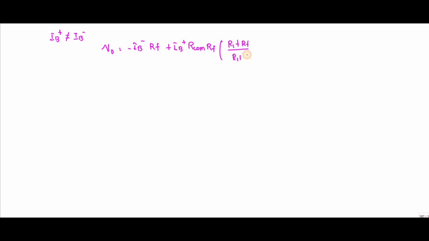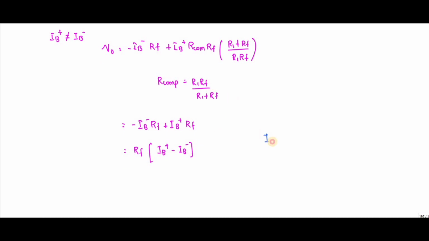So we know that RCOM is equal to R1 RF divided by R1 plus RF. So if that is the case, I will get IB minus RF plus IB plus RF, because these two get cancelled out. So I can write RF into IB plus minus IB minus. This IB plus minus IB minus is called the input offset current. Okay, input offset current.